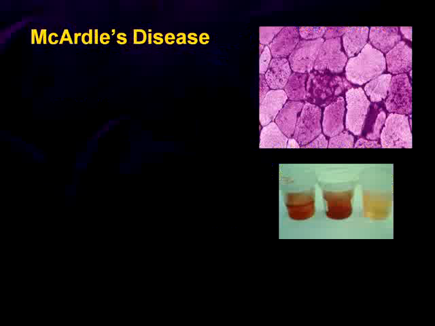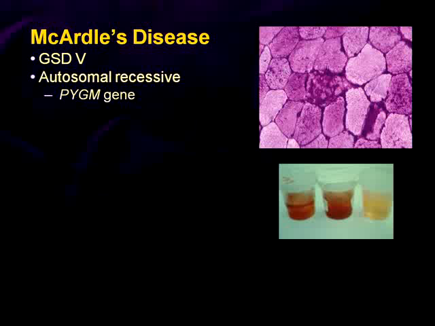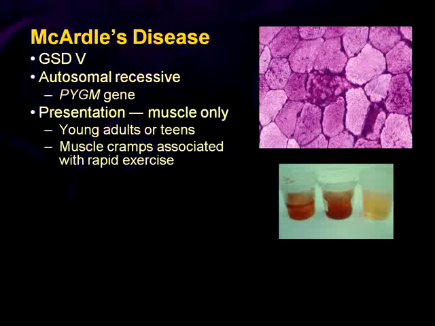McArdle's is also a glycogen storage disease, but it affects primarily the muscle. This is GSD type 5. It's an autosomal recessive condition. It usually presents in young adults or teens, and these are the non-athletic people that get frequent muscle cramps with rapid exercise.